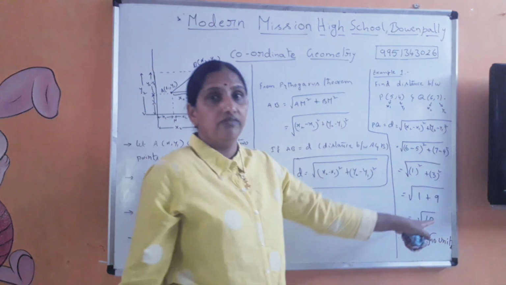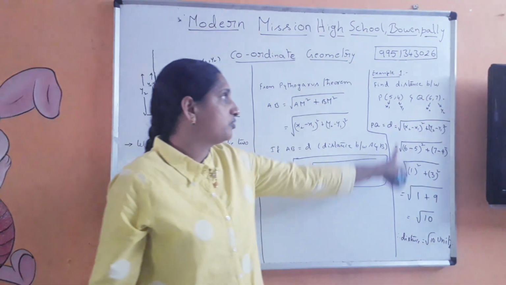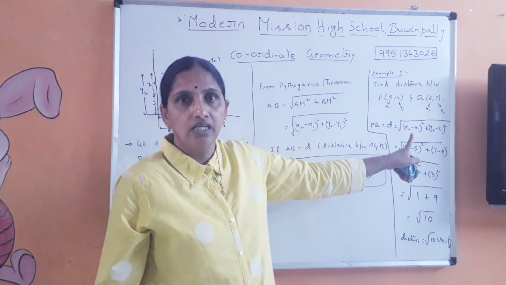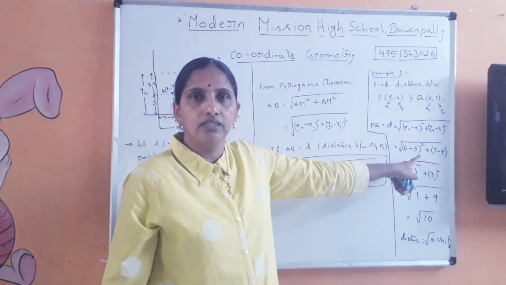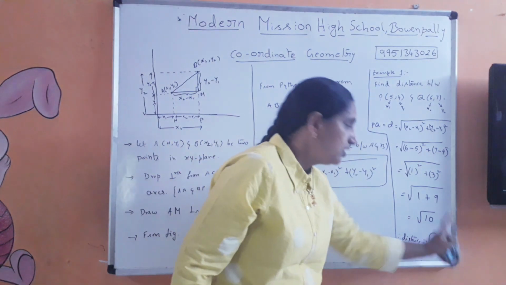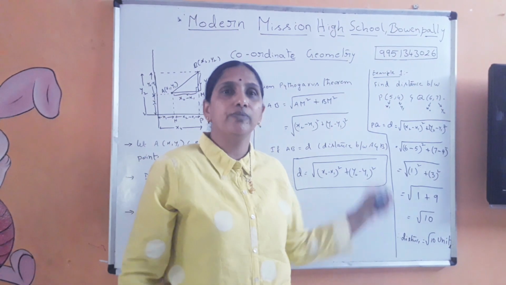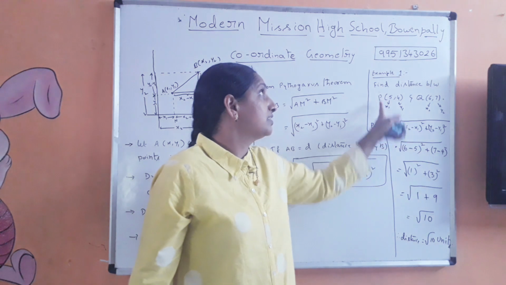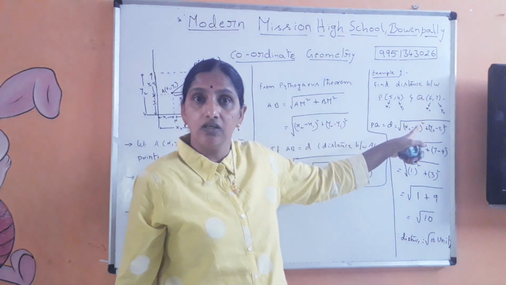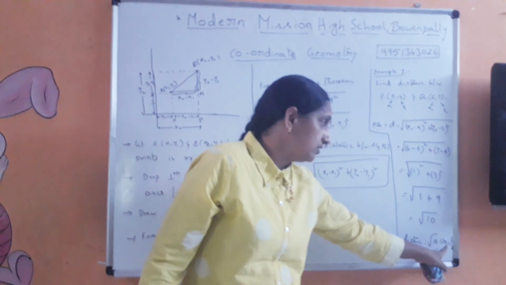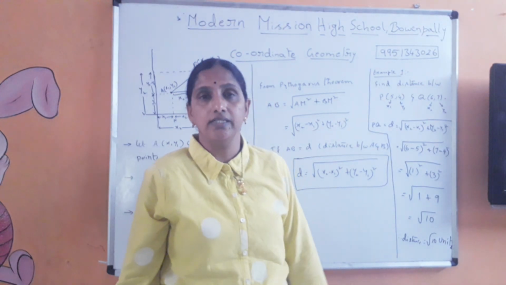This is a quantity where you can have units. We didn't specify any units here, neither centimeters nor meters. Thus, you have to write just root 10 units. If it is specified, such as find the distance and this is at a location of so many centimeters, then you have to write the unit here as centimeters.